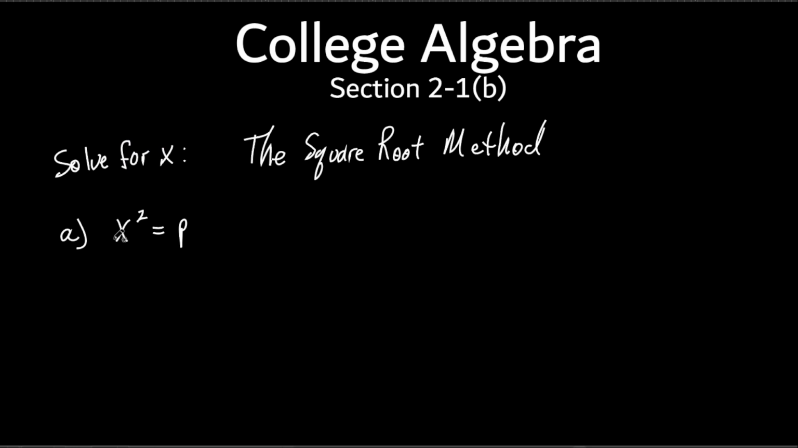So is x by itself? Do I have one x sitting there by itself? No. So I need to get an x by itself. What's making this x not just an x by itself? The exponent, the squared. Okay?